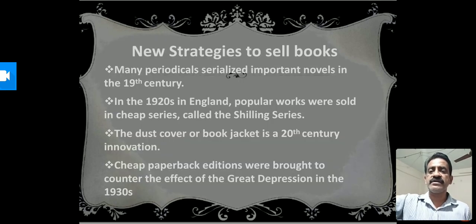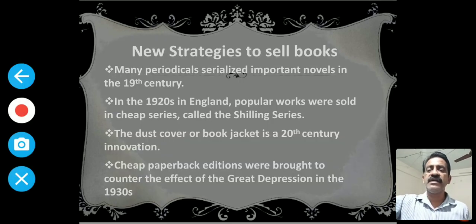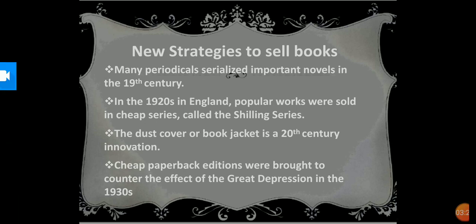New strategies to sell books. Let us see what were the new strategies which were adopted to sell books. Many periodicals were serialized and important novels were published in the 19th century. In the 1920s in England, popular works were sold in cheap series called the shilling series.